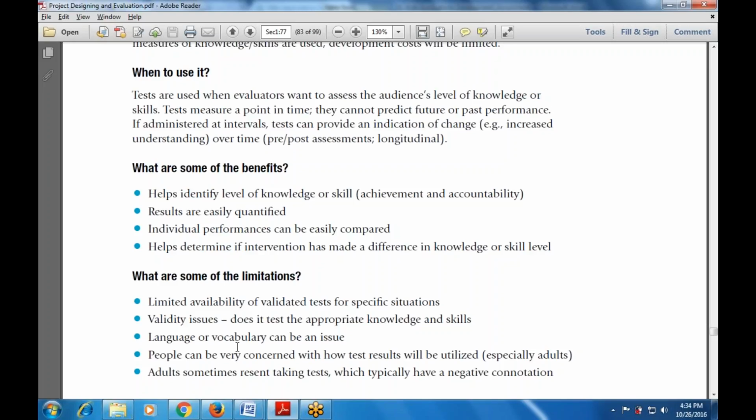Then people can be very concerned with how the test results will be utilized, how we are utilizing the test results, especially adults. That is, what knowledge is gained from taking the test, and what adult information or data is gathered.